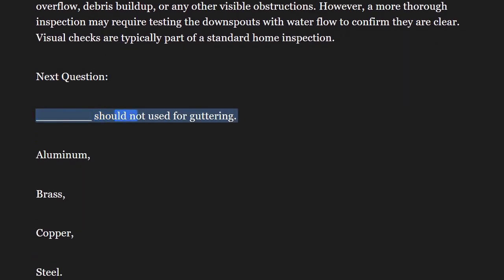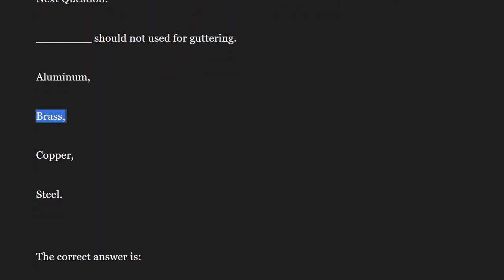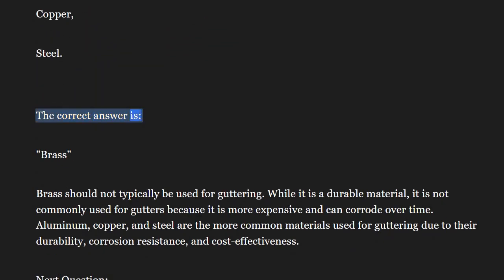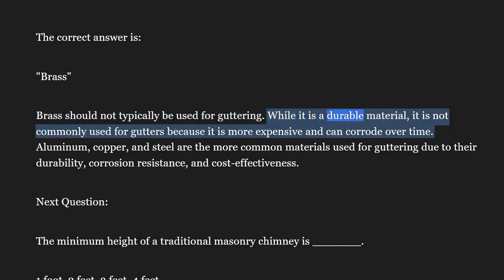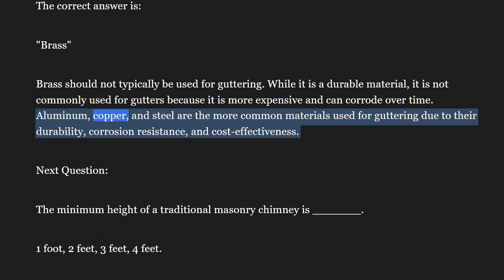Next question. _____ should not be used for guttering. Aluminum, brass, copper, steel. The correct answer is brass. Brass should not typically be used for guttering. While it is a durable material, it is not commonly used for gutters because it is more expensive and can corrode over time. Aluminum, copper, and steel are the more common materials used for guttering due to their durability, corrosion resistance, and cost effectiveness.